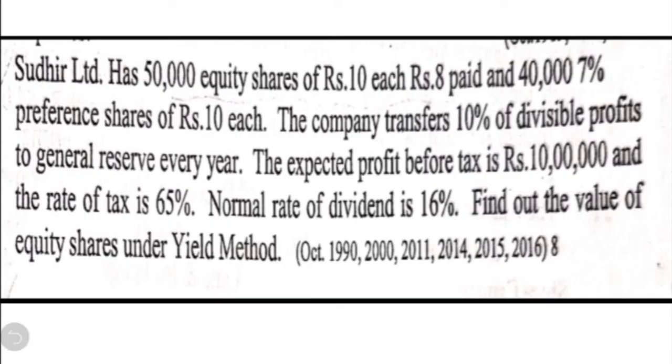Sudhir Limited has 50,000 equity shares of rupees 10 each, rupees 8 paid up, and 40,000 7% preference shares of rupees 10 each. The company transfers 10% of divisible profits to general reserve every year. The expected profit before tax is 10 lakh and the rate of taxation is 65%. Normal rate of dividend is 16%. Find out the value of each equity share under yield method. Again, we have to follow the same steps here. We are going to calculate the market value under 3 steps.